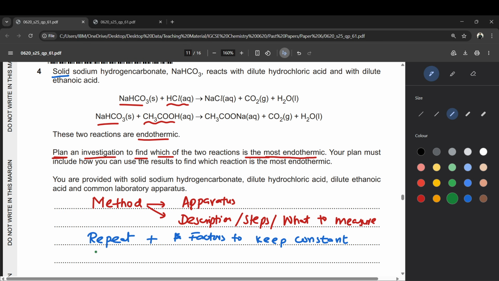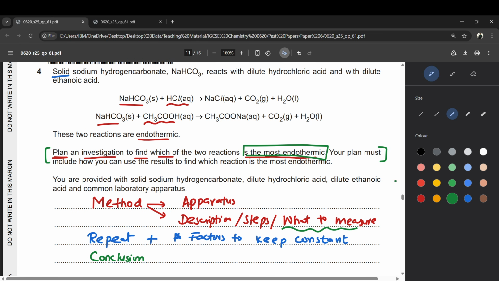Part 3 will be the conclusion. This is where you have to connect your findings, what you're going to measure, and how it answers this question. How will it show which reaction is the most endothermic? That will be your conclusion.